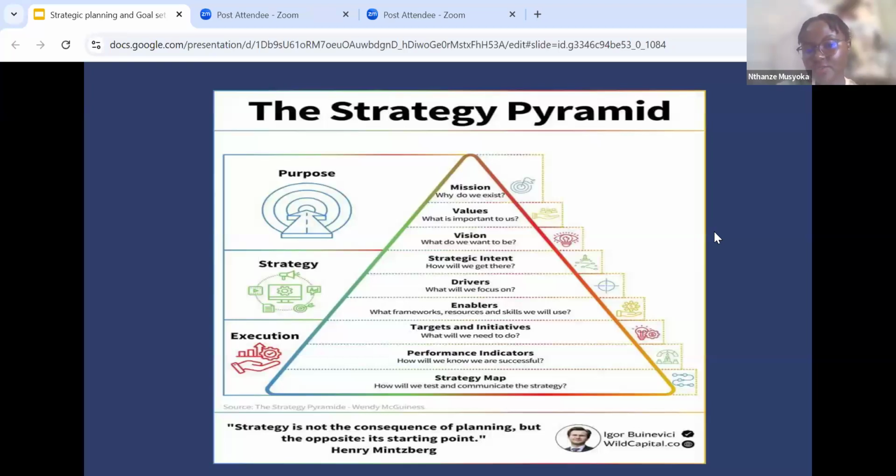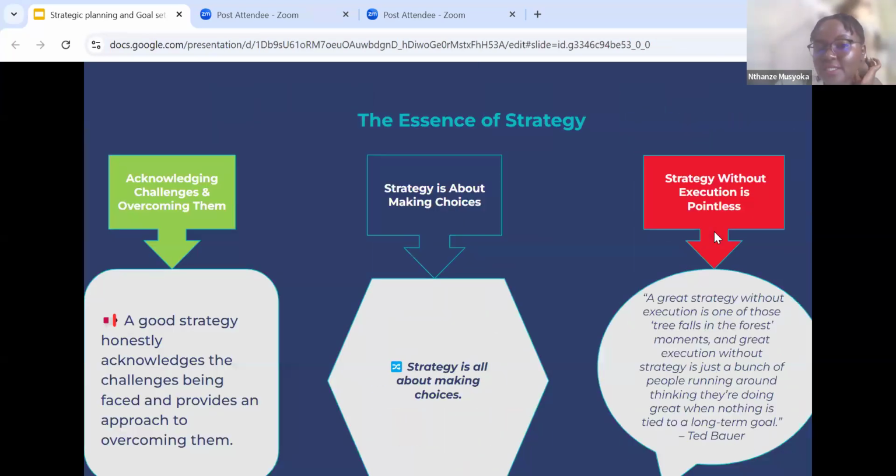And then, of course, you get to the measurement when you're executing. That's when you understand what indicators you want to look for, and how you will test or communicate your outcomes. So this is a summary slide to put all the strategy planning together: a good strategy needs to be a framework that acknowledges the challenges and how you'll overcome them.